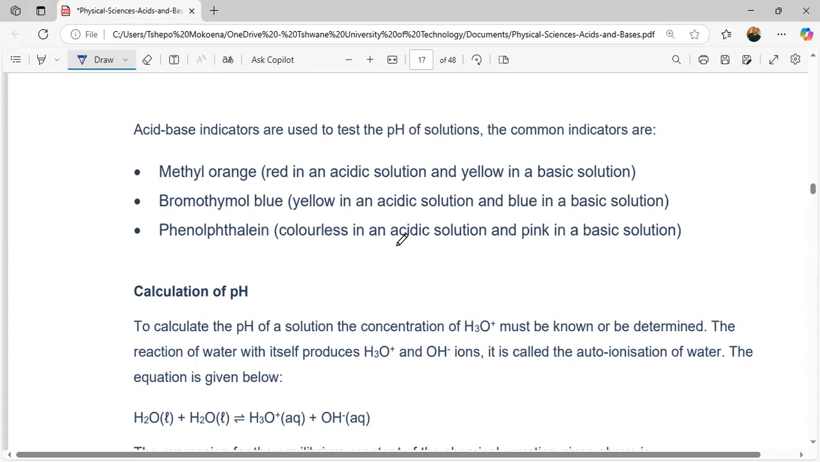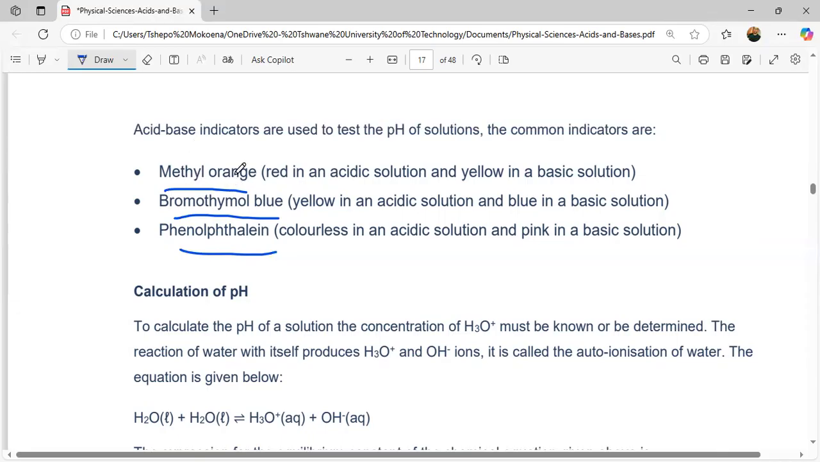But for your curriculum, you're gonna use your methyl orange, your bromothymol blue, and your phenolphthalein. So these are all indicators that you're gonna make use of, more especially when you perform what you call titration, acid and base titration. So acid-base indicators, we're going to use these three to test the pH of the solution, whether it is acidic, basic, or neutral.